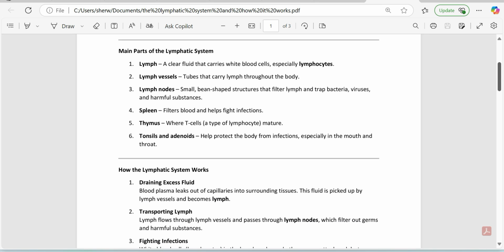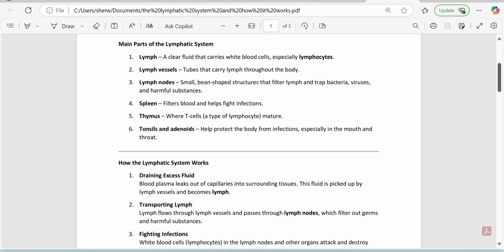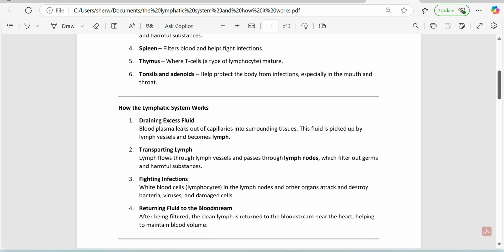Main parts of the lymphatic system. 1. Lymph, a clear fluid that carries white blood cells, especially lymphocytes. 2. Lymph vessels, tubes that carry lymph throughout the body. 3. Lymph nodes, small, bean-shaped structures that filter lymph and trap bacteria, viruses, and harmful substances. 4. Spleen, filters blood and helps fight infections. 5. Thymus, where T cells, a type of lymphocyte, mature. 6. Tonsils and adenoids, help protect the body from infections, especially in the mouth and throat.